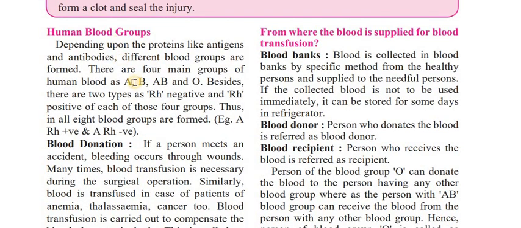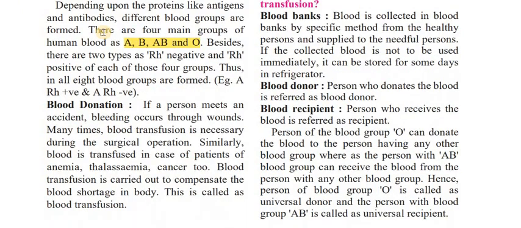Human blood groups. Which are the blood groups in humans? They are A, B, AB and O. Okay, why is blood donation considered a superior donation? This question will come for 2 marks, and the answer is: if a person meets with an accident or due to infection, blood transfusion is necessary. So it can save the life of the person, and so it is a superior donation among all.